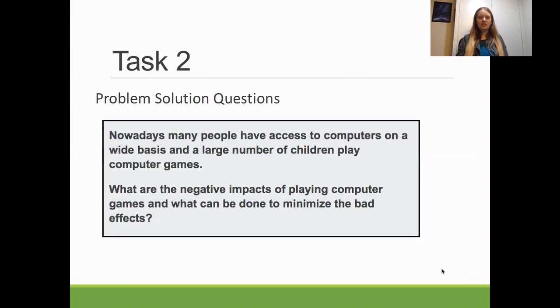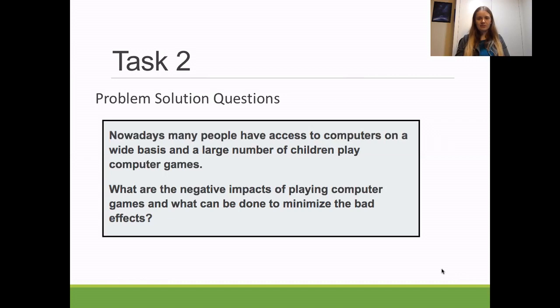Another example of a question that is like a problem solution question would be this. Nowadays, many people have access to computers on a wide basis, and a large number of children play computer games. What are the negative impacts of playing computer games, and what can be done to minimize the bad effects? So again, you have to really pay attention to these questions. Each question is different. They don't use a really standard question form for this part of the test.